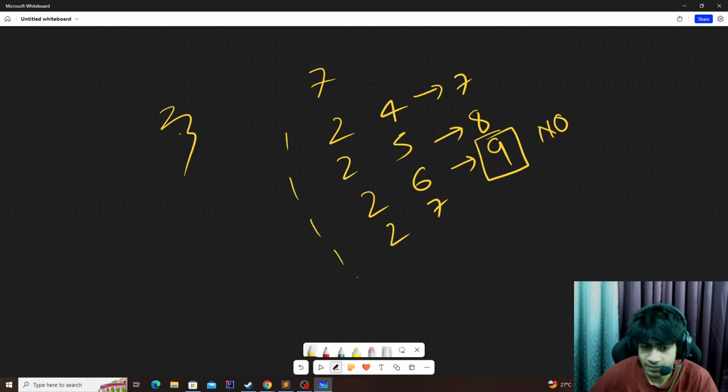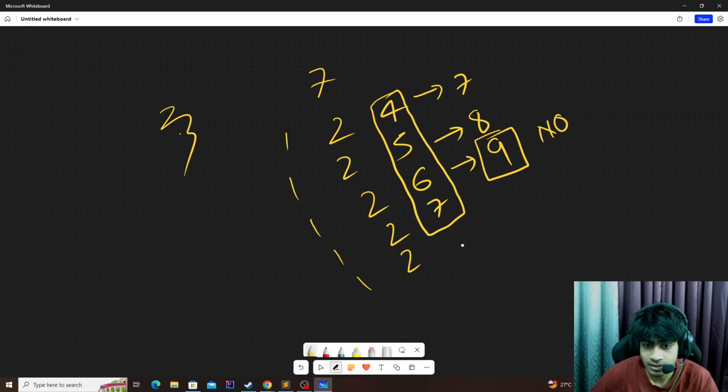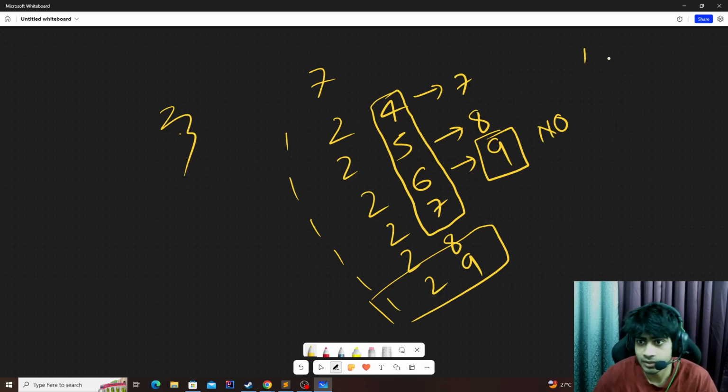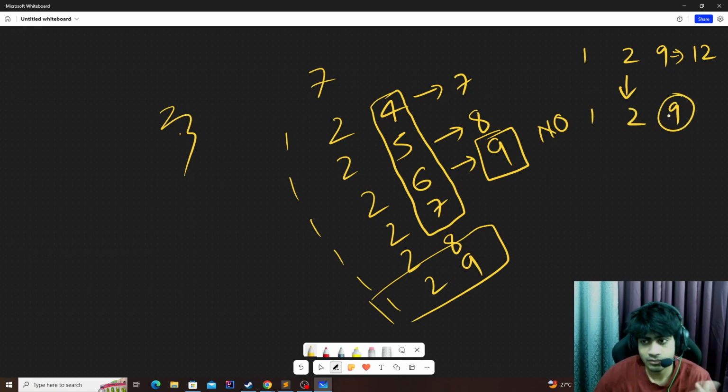1, 2, 7 is fine because 1, 2, and 7 are not divisible by 3, so let's focus on the numbers in this third column. 1, 2, 8 is also fine. 1, 2, 9 will again give you some trouble. 1, 2, 9 is the sum for 12, but here you can play around with some numbers. Because 9 is giving the issue, how do we make the third column non-divisible by 3?